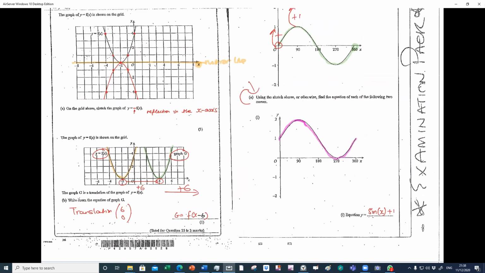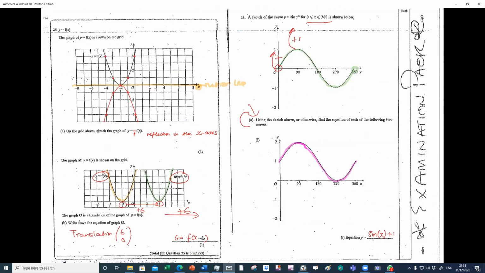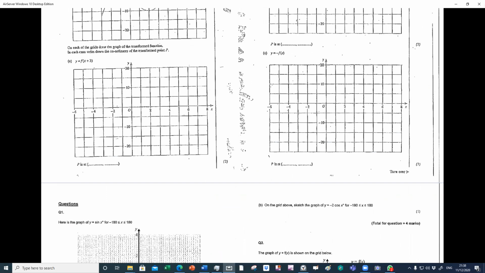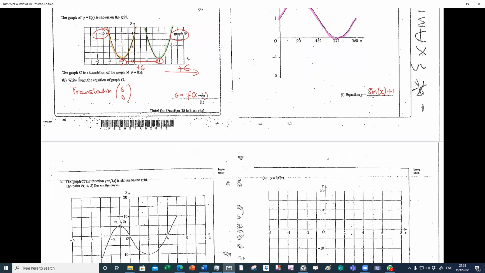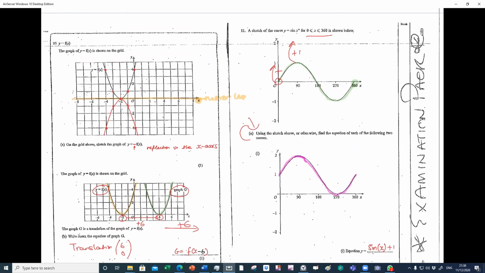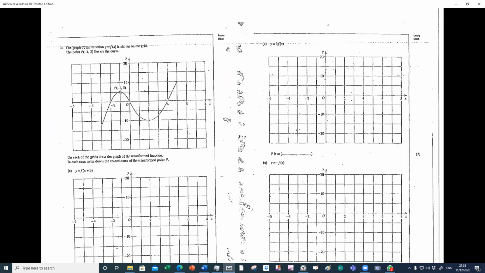Use this way, find the equation of each of the following two curves. I think there's one missing somewhere, or it's got photocopied in the wrong place. I think one of my graphs has gone astray. We've lost a part of the question. Sorry about that, folks. Okay, never mind. I think we're starting a new question here.